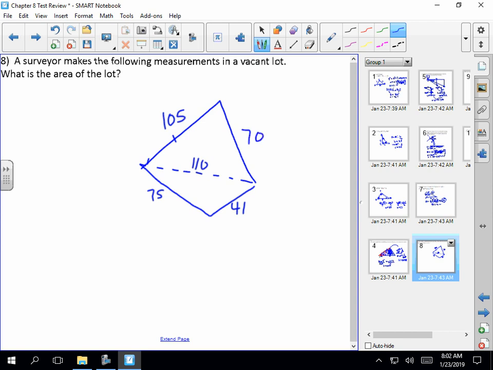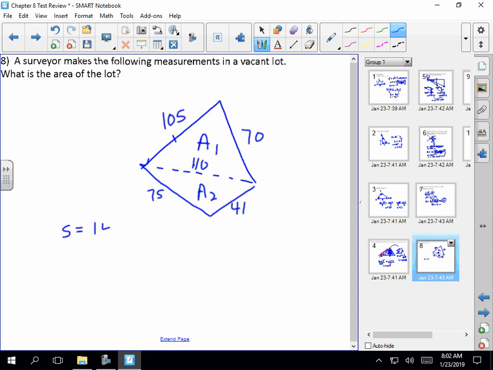And so we're going to use our Heron's formula here twice. We've got a side, side, side case. We'll call this area 1 and this area 2. So we've got to find the semi-perimeter of the top one. If you add up 110, 105, and 70, that'd be 285. So half of 285 gives me a semi-perimeter of 142.5.